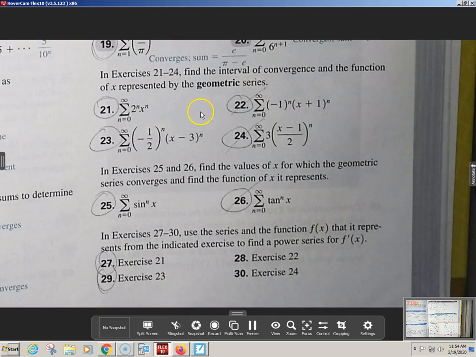What's going on in 21 and 23? I don't remember if I assigned you those. They're crossed out. I don't really know. There's a story somewhere.